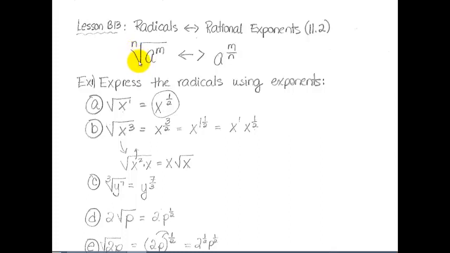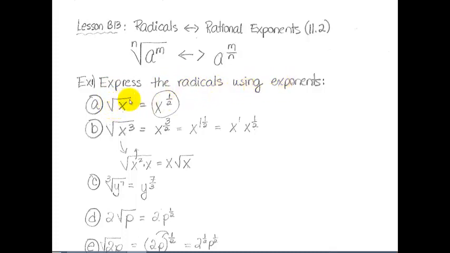And basically radicals have this format where you have a number raised to a power, and this would be the root. And basically you can translate from radical form to exponential form. So the exponent goes on top and the root goes on the bottom. So here are some examples. Express the radicals using exponents.